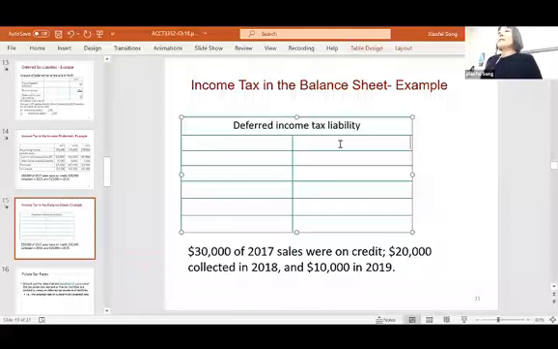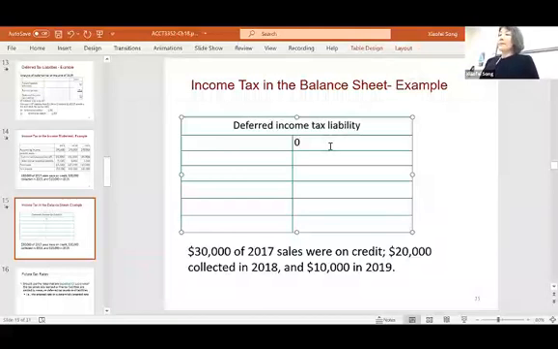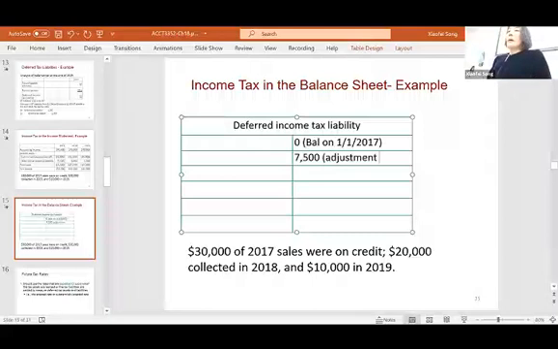There's zero to start out with in deferred income tax. So this is the balance on, say, January 1st, 2017. As part of the end adjustment of 2017, we need to recognize that 7,500. So $7,500 is added. This is the adjustment of 2017.